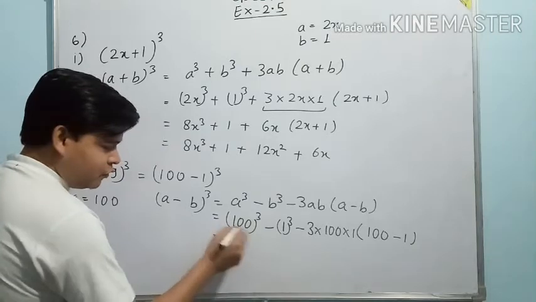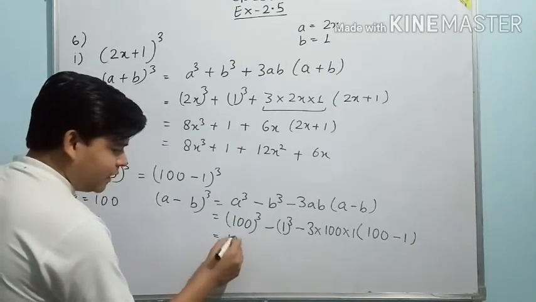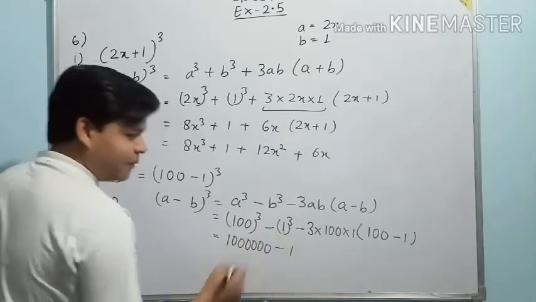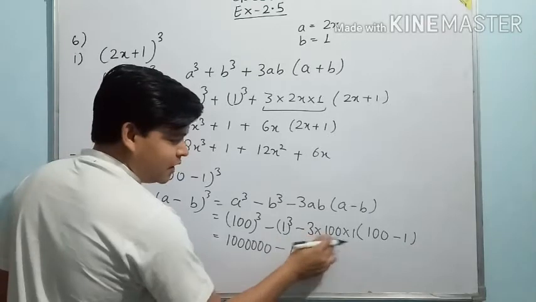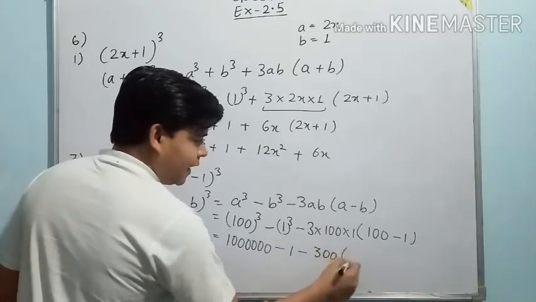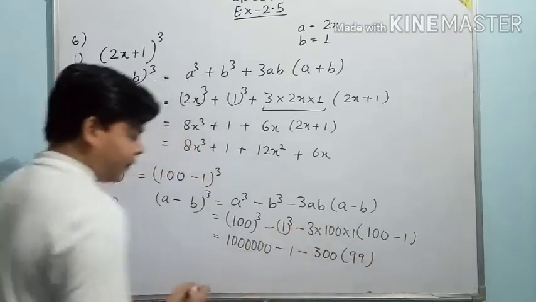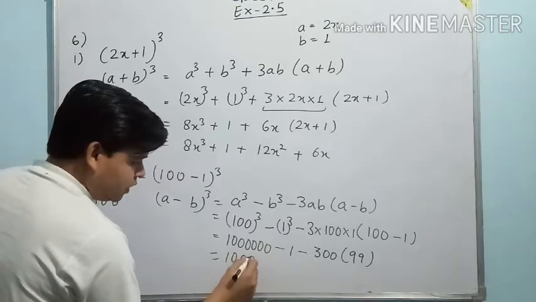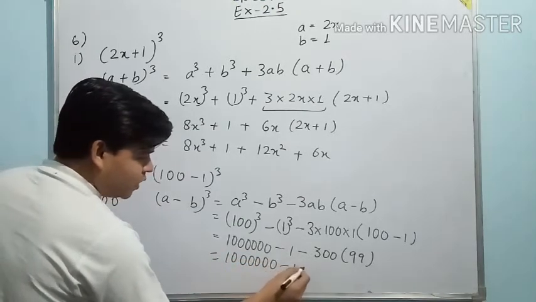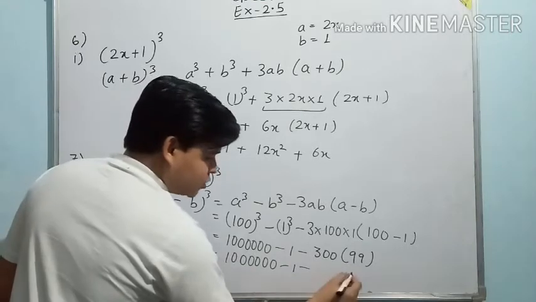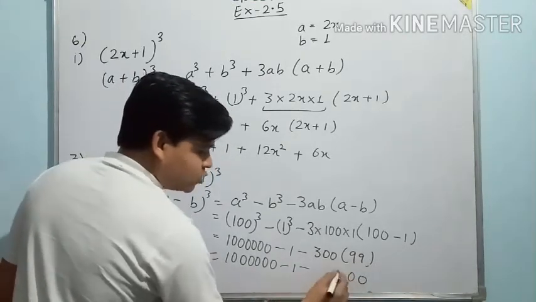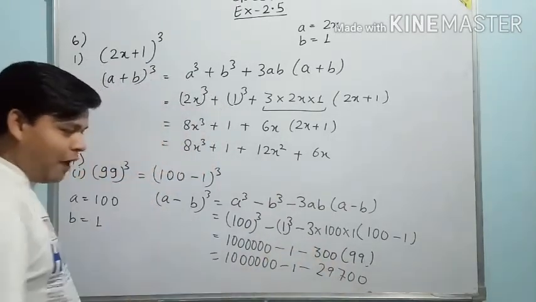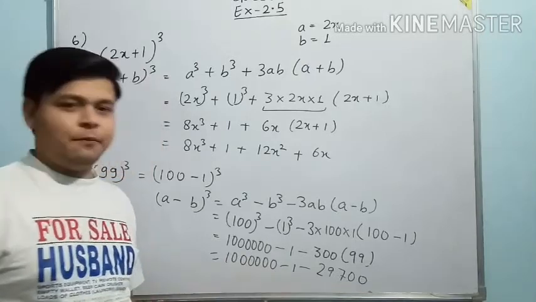So when you find the cube of 100, we'll get this number, then minus 1 cube, that means 1, and when you multiply 3 and 100, we'll get 300, and here we'll get 99. Then let's multiply these, so this will be 1,000,000 minus 1 minus 300 into 99. So I hope after this you all can solve and get the answer here.